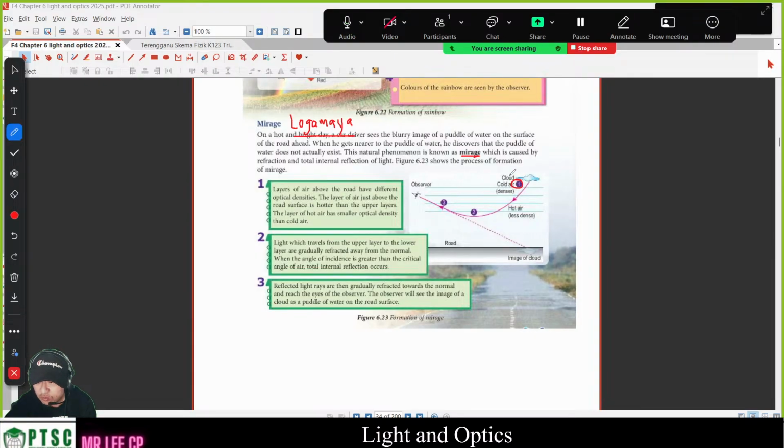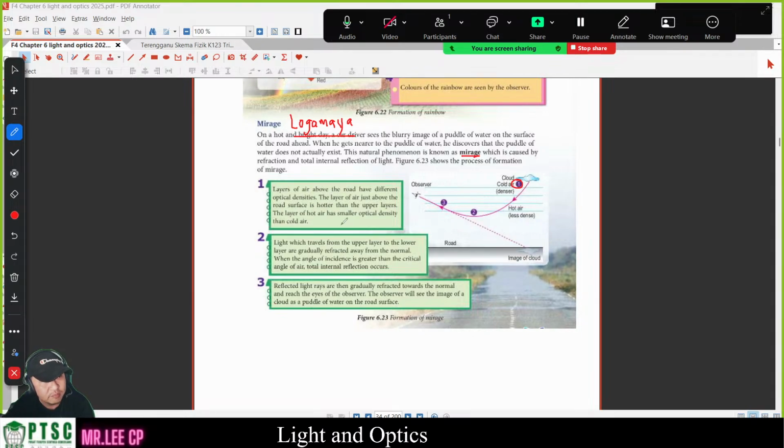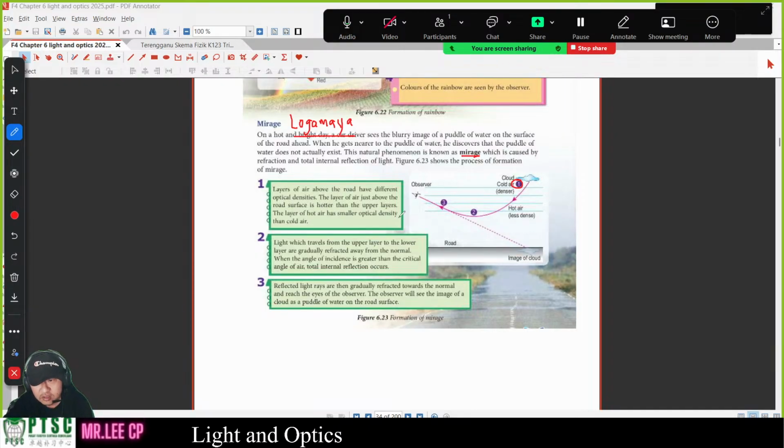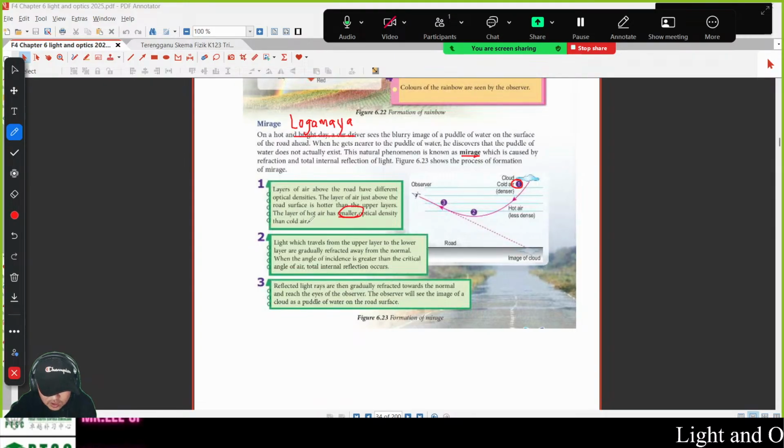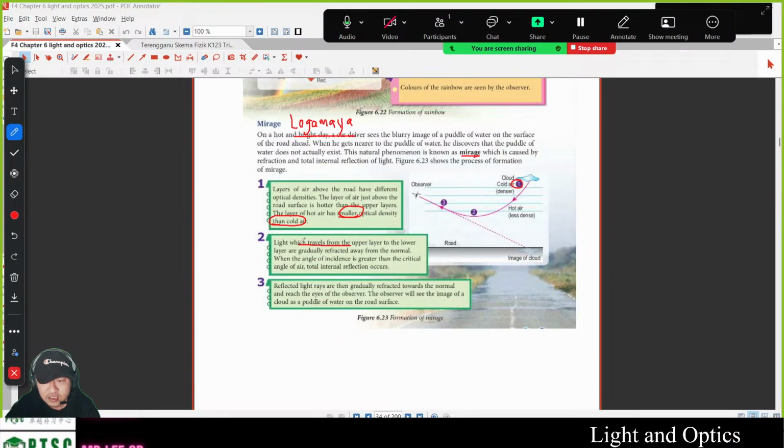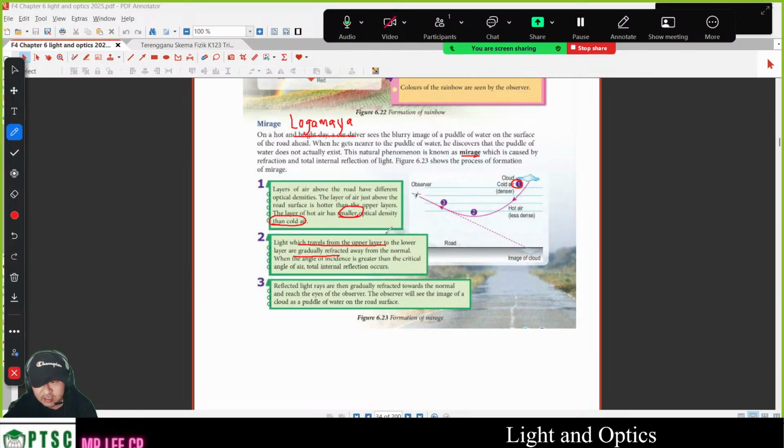So first, it is here. The layers of the air above the road have different optical density. The layer of air just above the road is hotter than the outer part of the layer. So hot air has a smaller optical density than cold air. So the important thing is that hot air here at the surface of the road has smaller optical density. Different optical density, right? The second one is that the light traveling from the upper layer to the lower layer is gradually refracted away from the normal, right? Away from the normal. How is it away from the normal?